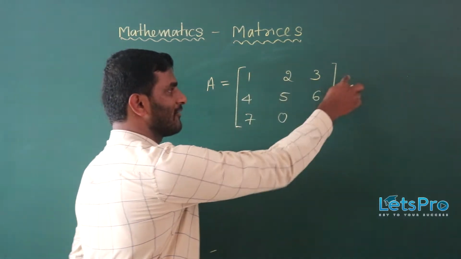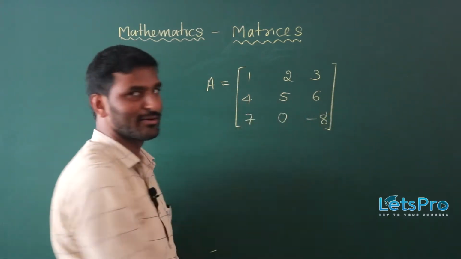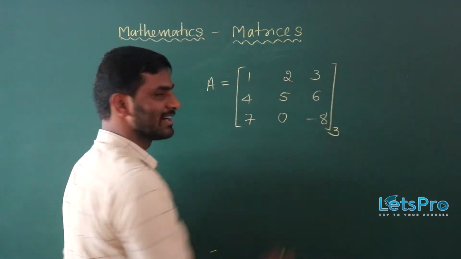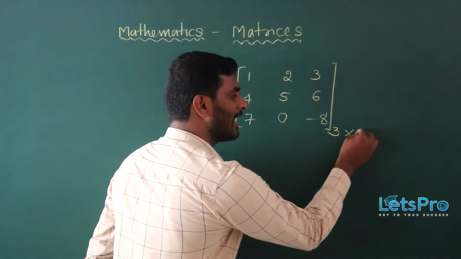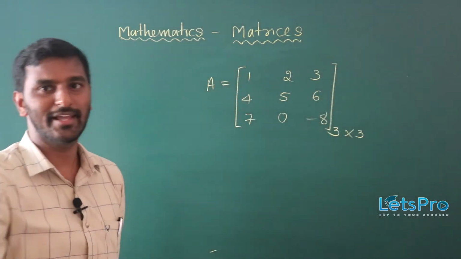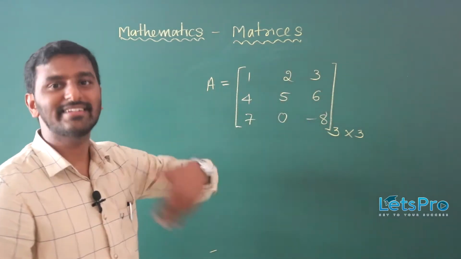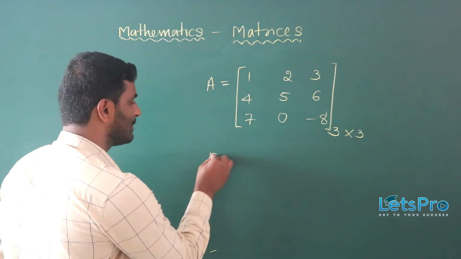Here is the first row, second row, third row. There are 3 rows, and first column, second column, third column. There are again 3 columns: 3 rows and 3 columns. This is the element representation. Let us take one more example. There is a B matrix.